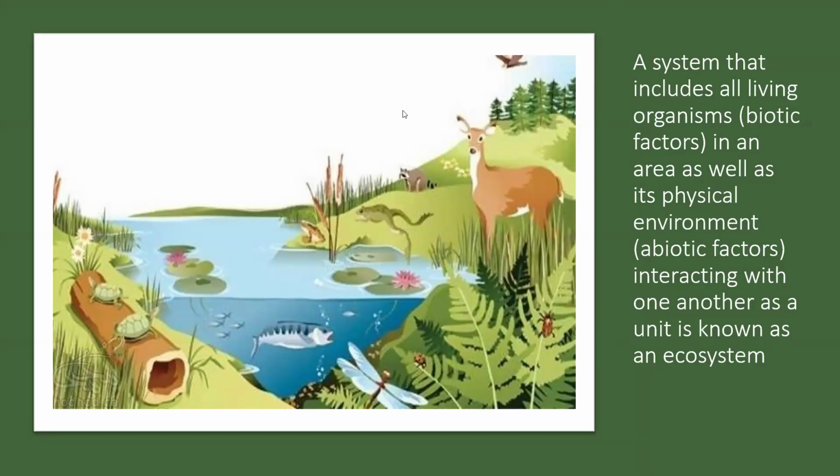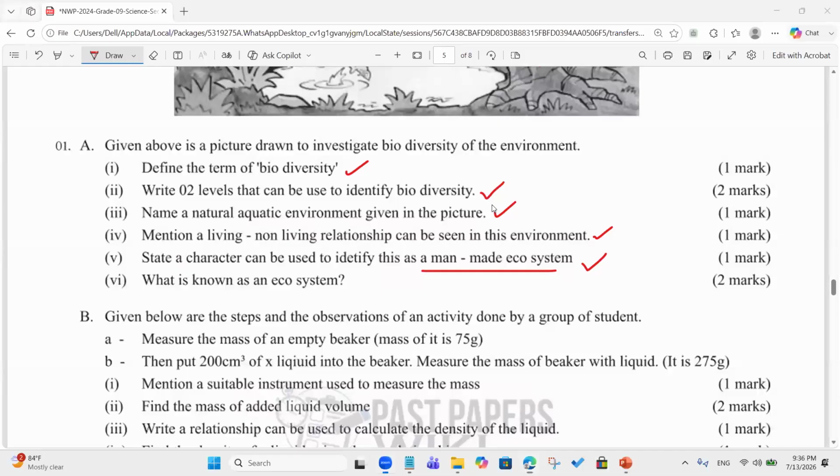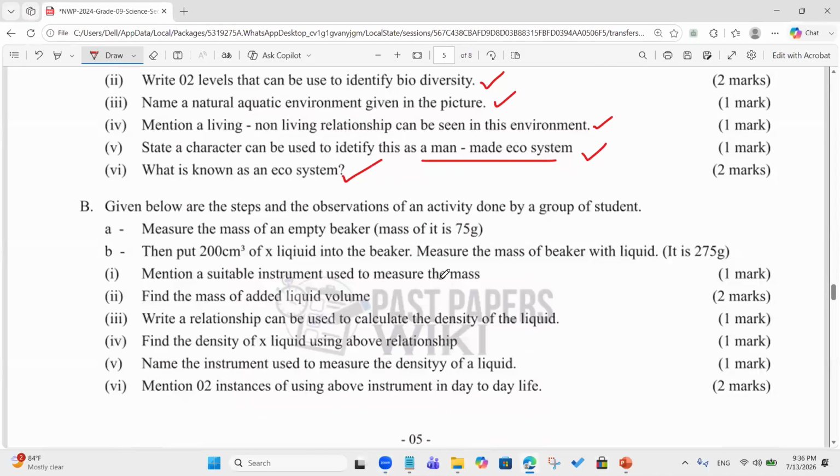Let's move on. So put 2 marks. Given below are steps and observations of an activity done by a group of students. Measure the mass of an empty beaker. The mass is 75 grams. Then put 200 cubic centimeters of X liquid into the beaker. Measure the mass of the beaker with liquid, and it is 275 grams.